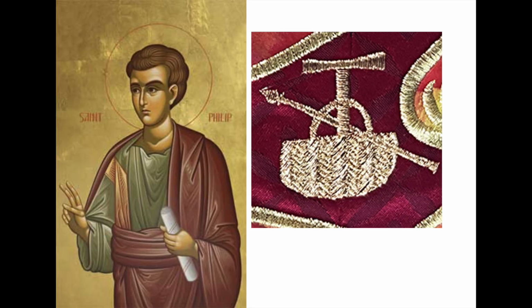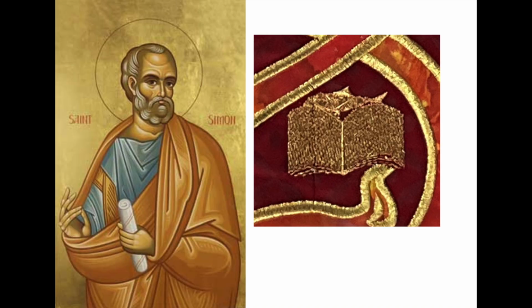Philip's symbol is the Tau cross above a basket. The basket refers to the miracle of the multiplication of the loaves and fishes. He died by crucifixion.